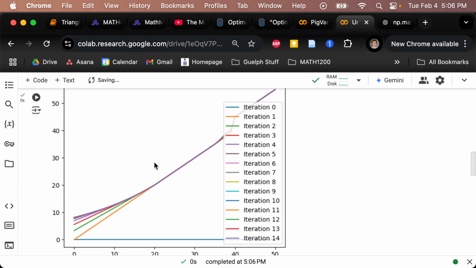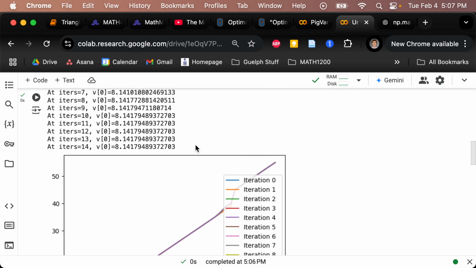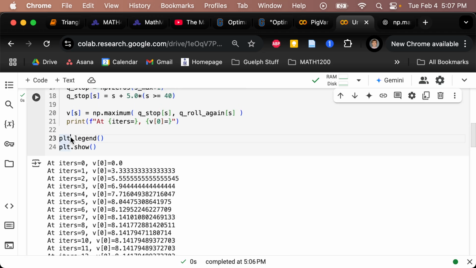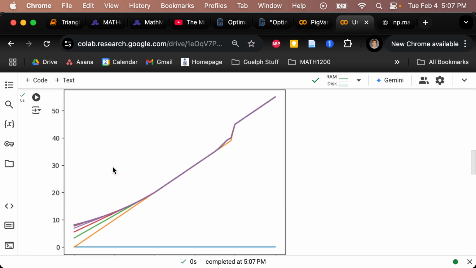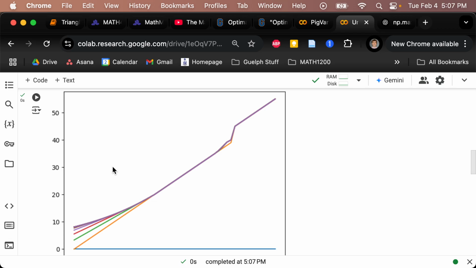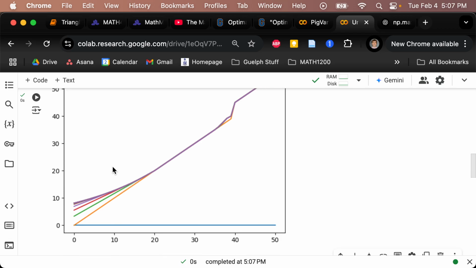And we have this nice plot. Okay, and the legend is getting in my way. Let's make the legend go away. So what's happening is, at iteration 0, we get 0. After one iteration, we got this thing with a kink in it, because we're getting plus 5 points exactly at 40. And then over many iterations, we converge to the right answer.